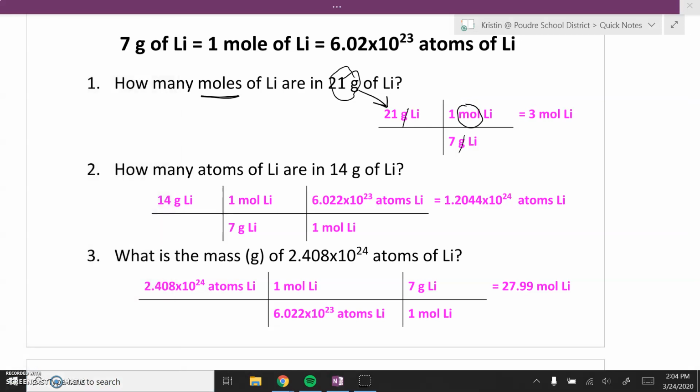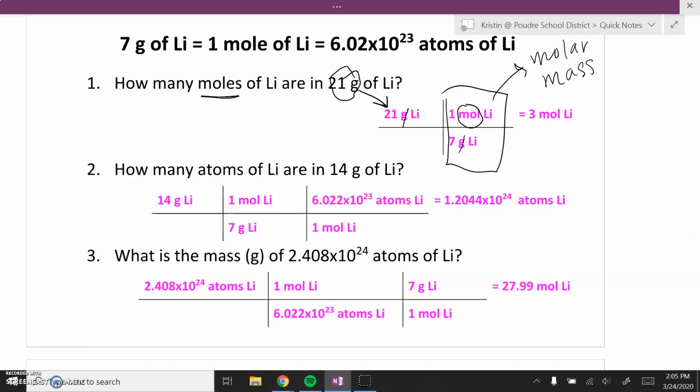Now I just need to do 21 times 1 divided by 7, which gives me an answer of 3 moles of lithium. This conversion factor that we have right here, that is the molar mass. I'm really bad at writing on this touchscreen thingy, but hopefully I'll become more coordinated.